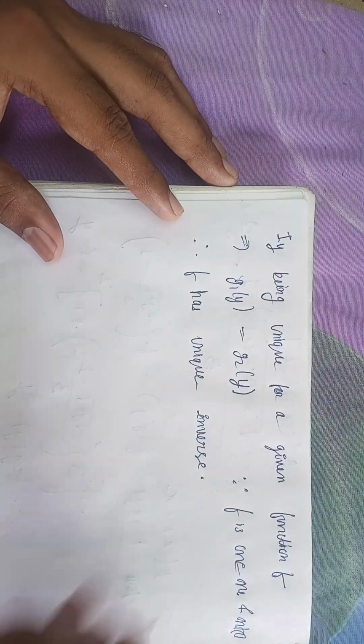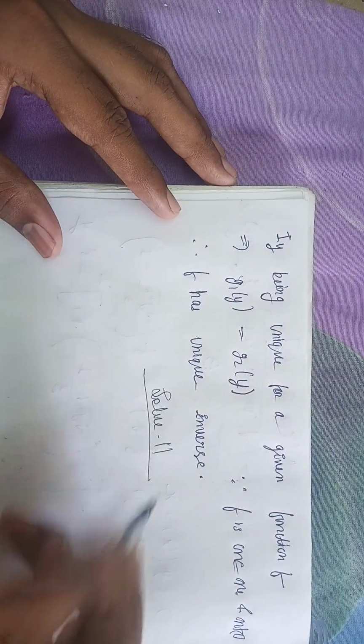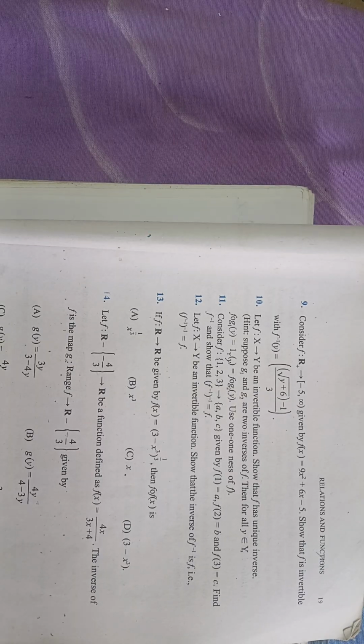Now we are going to solve question number 11. Consider f: {1, 2, 3} → {a, b, c} given by f(1) = a, f(2) = b, and f(3) = c. Find f inverse and show that (f inverse) whole inverse is equal to f.